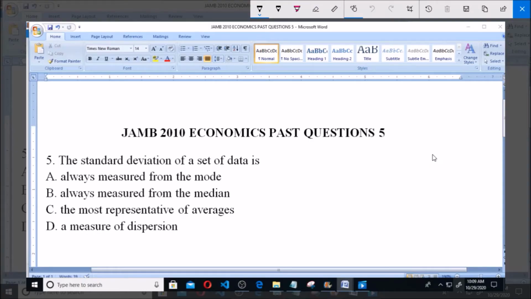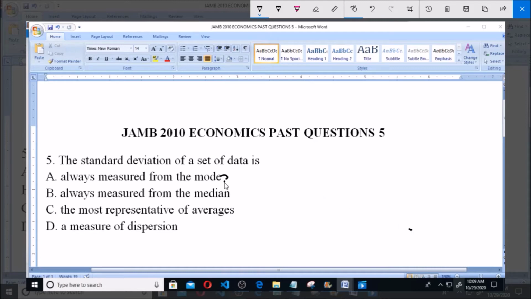Hello, JAMB 2010 Economics past question number 5. The standard deviation of a set of data is: A. Always measured from the mode. The mode is not part of the standard deviation.